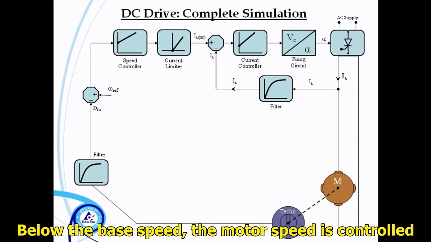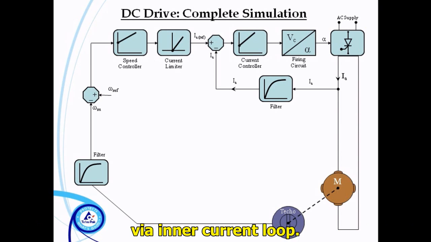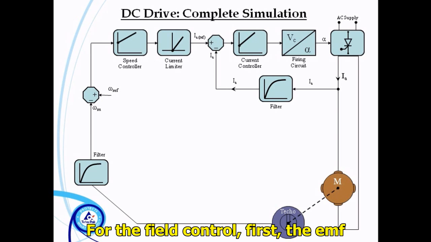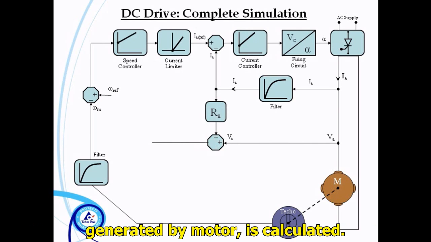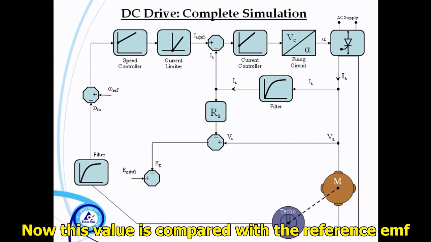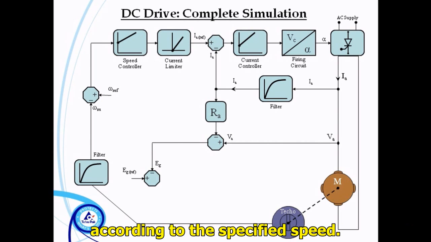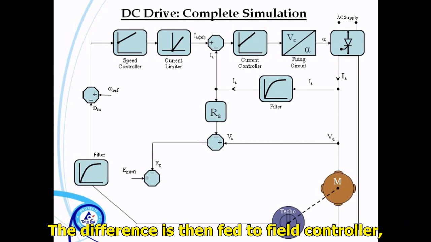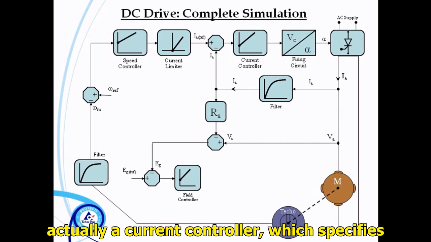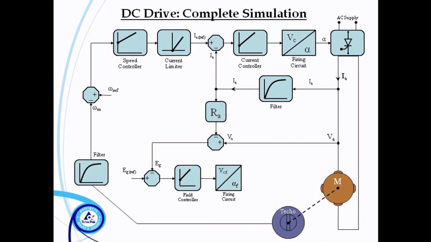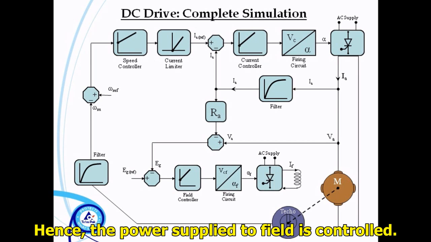Below the base speed, the motor speed is controlled via inner current loop, while above the base speed, the same is controlled using the field weakening. For the field control, first, the EMF generated by motor is calculated. Now this value is compared with the reference EMF that should be generated by the motor according to the specified speed. The difference is then fed to field controller, actually a current controller, which specifies the firing angle for field rectifiers. Hence, the power supply to field is controlled.